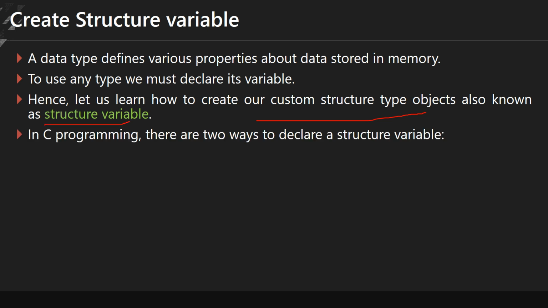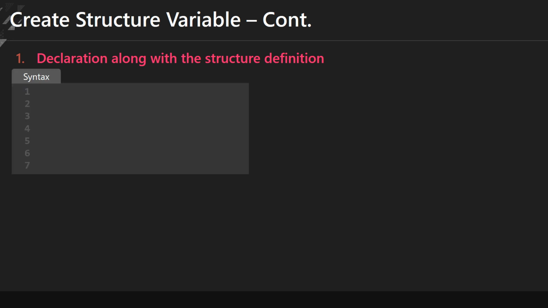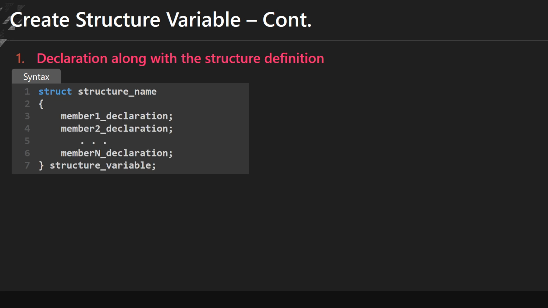There are two ways to declare a structure variable in C programming. One is along with the structure definition, and the other is after the structure definition. Both are possible. First, declaring along with the structure definition. It is like this: struct, as usual, followed by the structure name and member declaration, and then here you can give the structure variable.